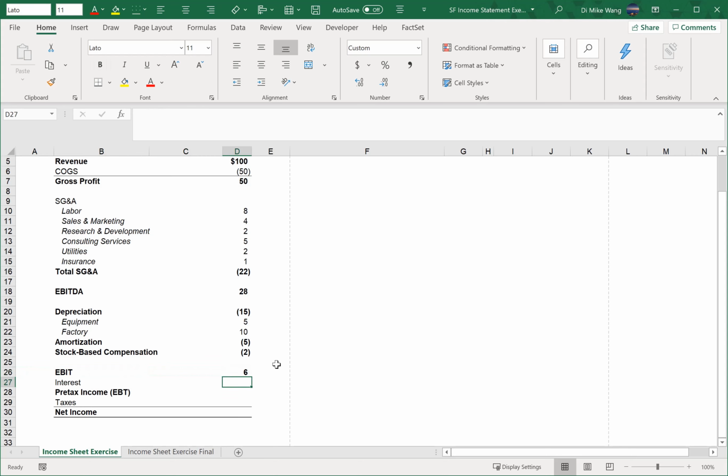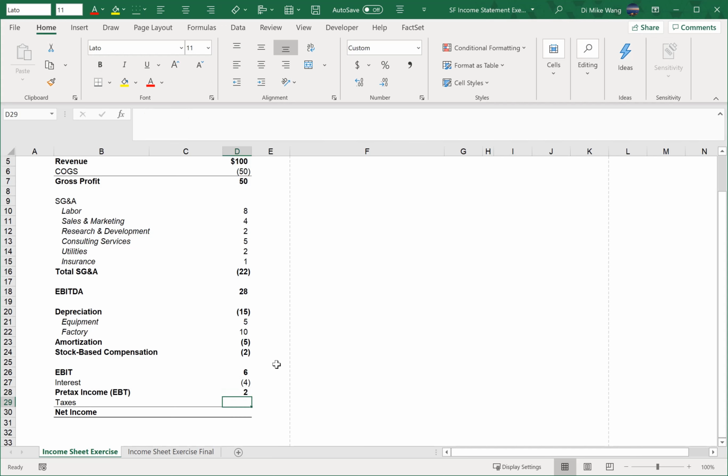Now we have to pay interest on our $100 loan that had an interest rate of 4%. So that will be $4 for the year. Don't forget we have to add a negative here. And that gets us to a pre-tax income of $2.